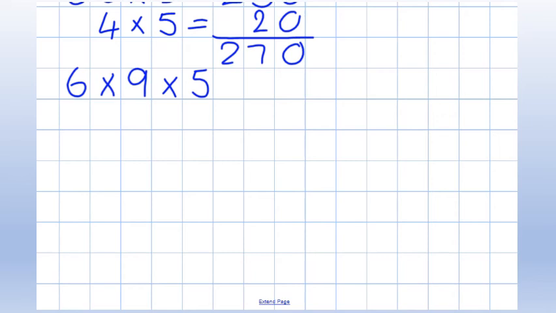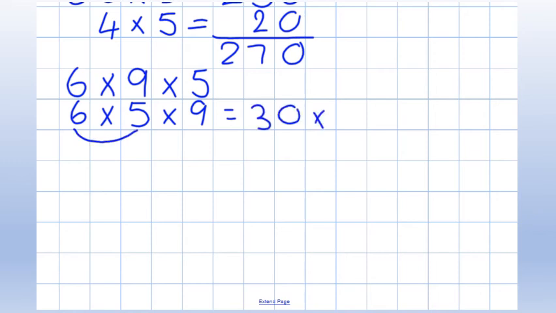So I think, looking at those numbers, I'm going to do 6 times 5 and then I'm going to multiply it by 9. You might have chosen to do it a completely different way, which is absolutely fine. I know that 6 times 5 is 30. 30 times 9, 0 times 9 is 0, isn't it? 3 times 9, 9, 18, 27.